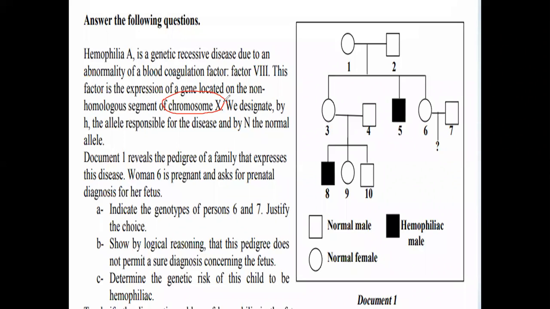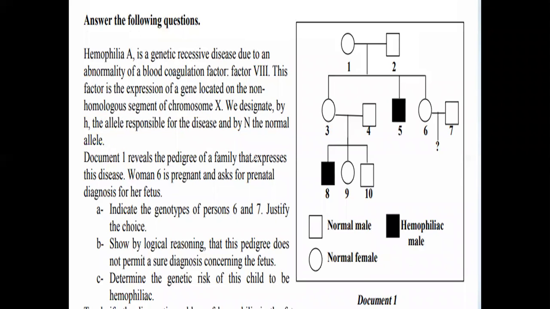We designate by H the allele responsible for the disease. He told me that the allele H small is for the disease and N capital is for the normal. So here he is telling me the normal is dominant and the allele for the disease is recessive, and he gave me their symbols. So I have to follow these symbols. I can't use another symbol for the allele of the disease, for example D or A small. No, it's not the case, because it's given. So I have to follow the given symbols.